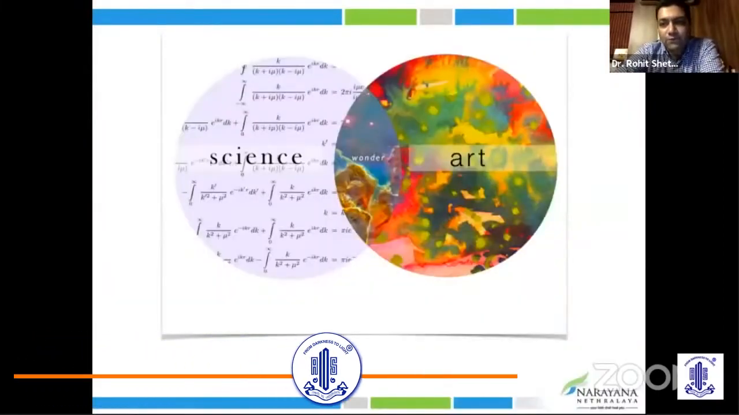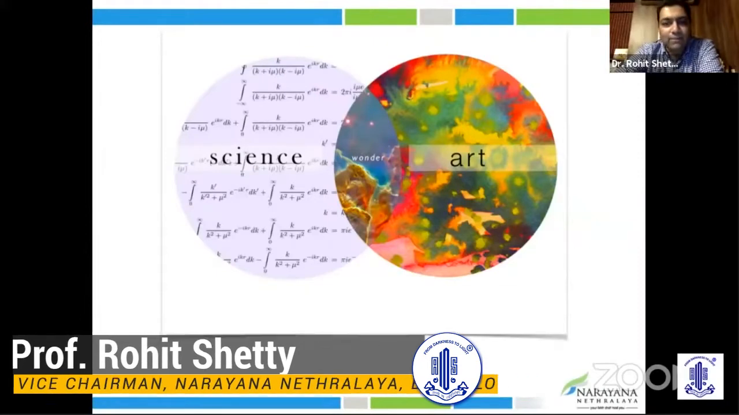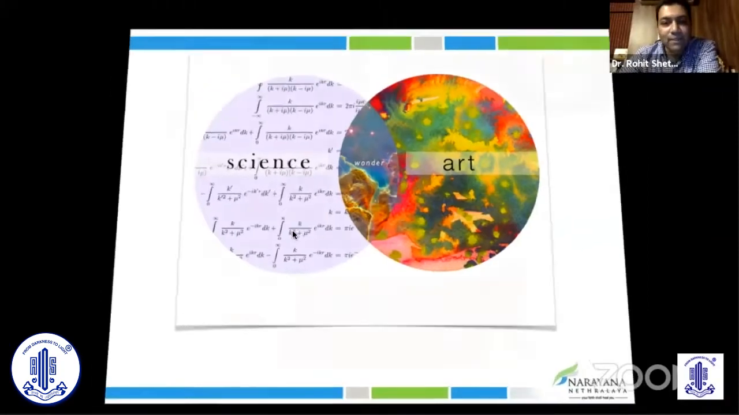When I started off many years back, what I liked about the whole art of procedures is that you could mix your science and convert it into your art, which is your surgical skill. And that's where the wonder lies, if you merge both of them together. Many times we are more focused on surgical procedures, and we miss the mathematics and science behind it.